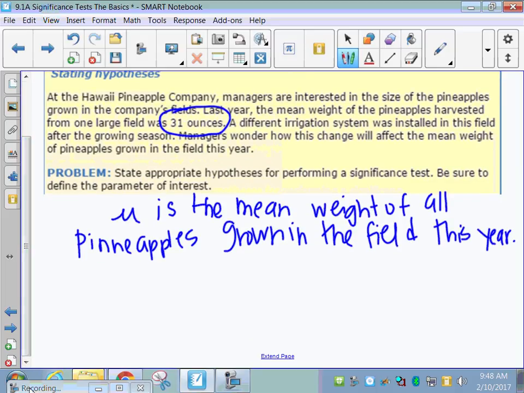So we need a null hypothesis, all right? So a null hypothesis is always H naught, okay? And our null hypothesis is the 31, okay? We're going to assume the mean weight is 31. Okay, then we have our alternative hypothesis.